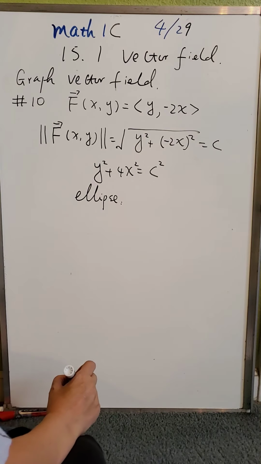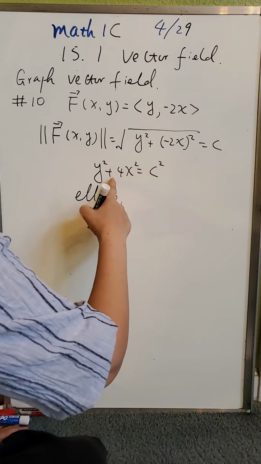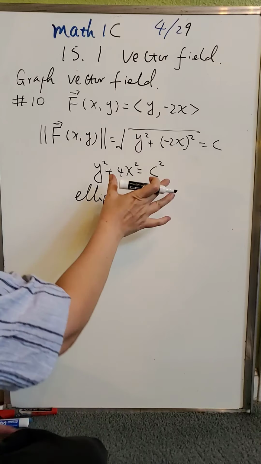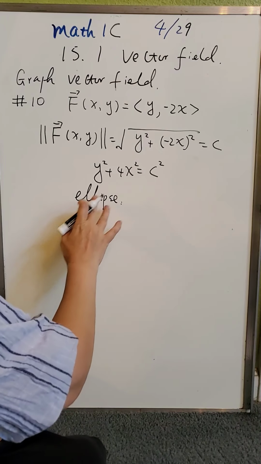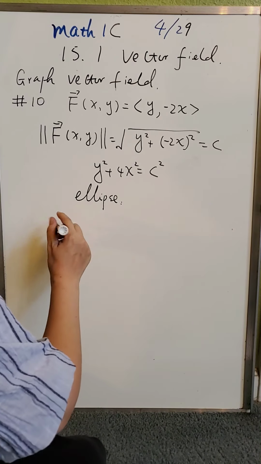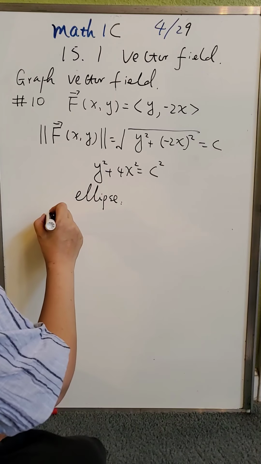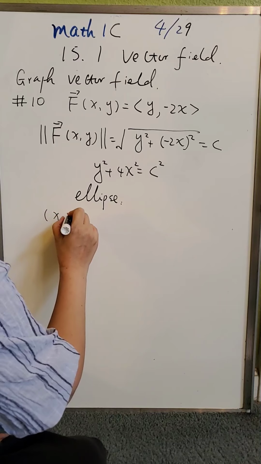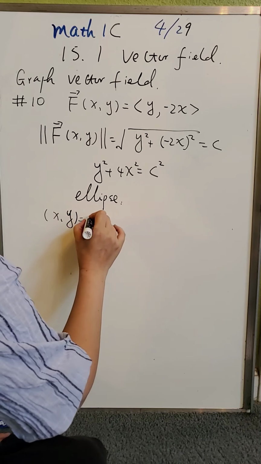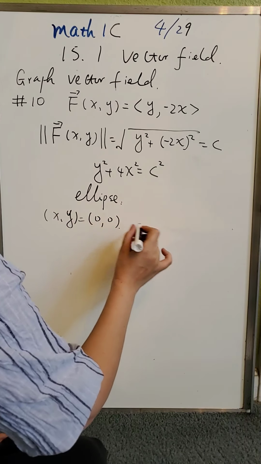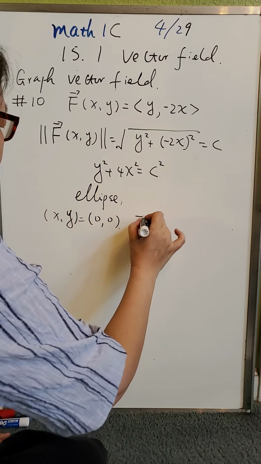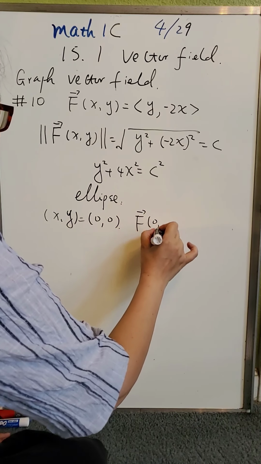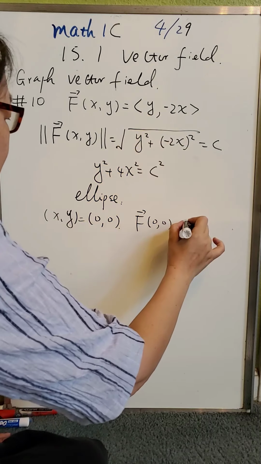And if you want to, you can divide the c on both sides, but you don't have to, because I don't need to graph this one. Now I just need to graph the vector. So to graph the vector function, I'm going to pick a couple points. I pick xy equal to 0, 0, okay? So that means my f(0, 0) will just equal to 0, 0.